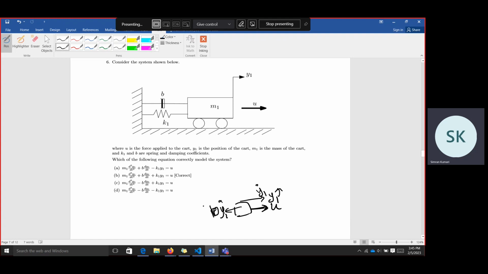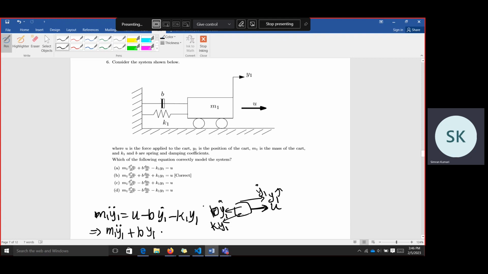And then there is a spring which is also there. Since it is being elongated because this is moving in this direction, it will also have a force acting in the opposite direction, which is K1 y1. Now if we equate this, you will get M1 y1 double dot, which is acceleration, equal to U minus B y1 dot minus K1 y1. So from there you can get M1 y1 double dot plus B y1.